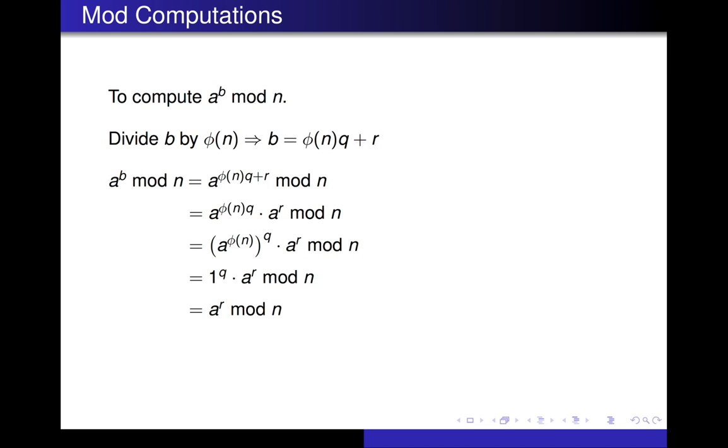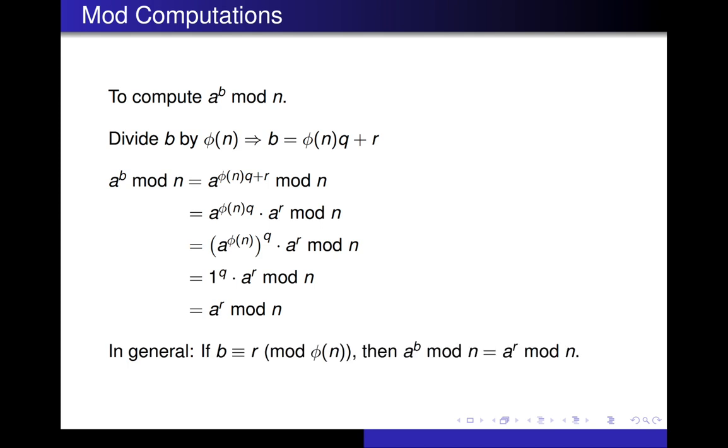Presumably, r is a lot smaller number. It certainly was in the example that we did before, and that will help you do the computations more easily. In general, if you have b congruent to r mod phi of n, then a to the b mod n is equal to a to the r mod n. If you don't want to think of r as the remainder, if you just want to think of it as some number that's congruent to b mod phi of n, then that also works as well.